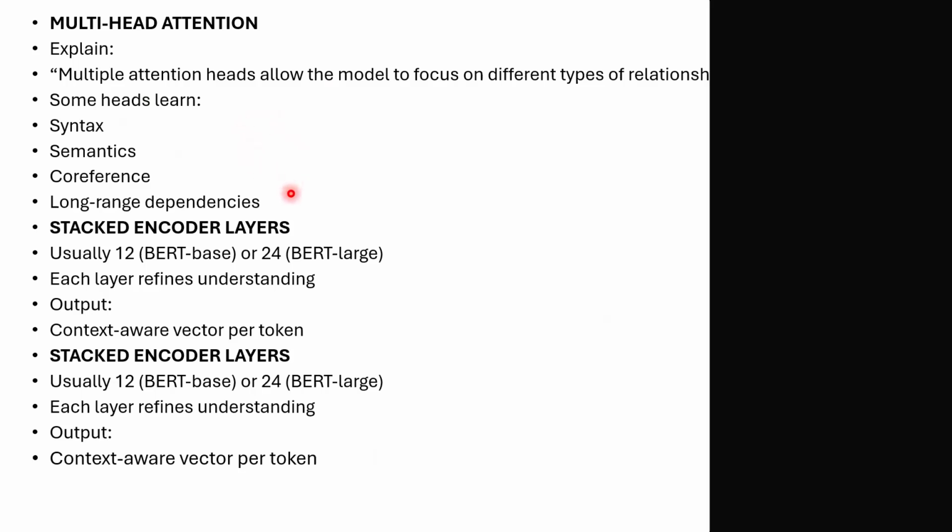So moving to the next step, stacked encoder layers. Usually it has 12 layers for base and 24 layers for large. Each layer refines its understanding. So we get an output like a context-aware vector per token.